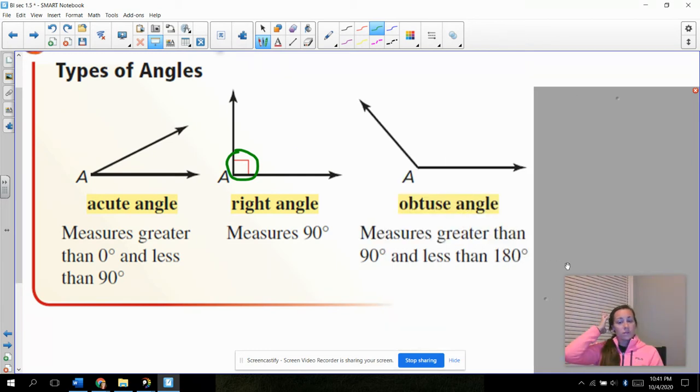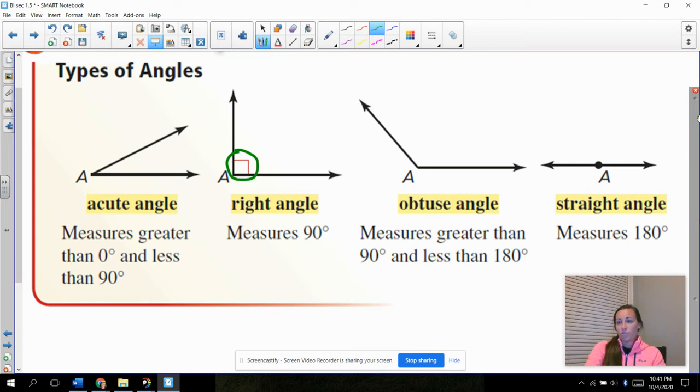Obtuse angles, which measure from 90 to 180. And straight angles, which are really just straight lines. But they measure 180 degrees. And that's a really important one that we will end up using, even though it doesn't seem like an angle because it's just a line. It has a measurement of 180 degrees, so that's why we call it an angle.